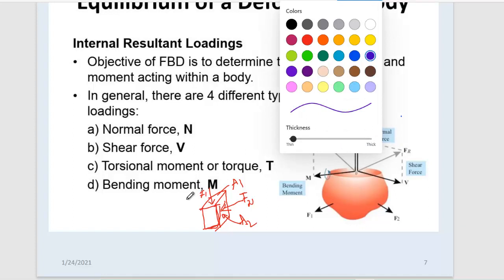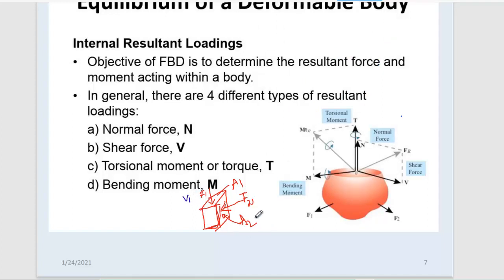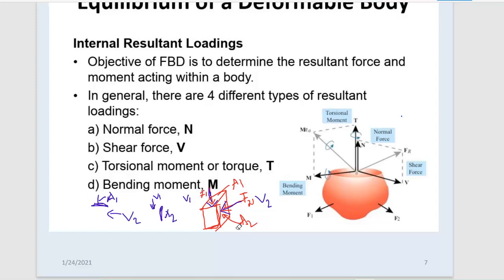Both can be shear force. This is V1. If you consider this is V2, V1 is shear force for A2 and V2 is shear force for A1. Because this is V2 which is parallel with respect to A1, right? Keep in mind which cross section you are considering, that should be considered either it is parallel with respect to the force or perpendicular with respect to the force.